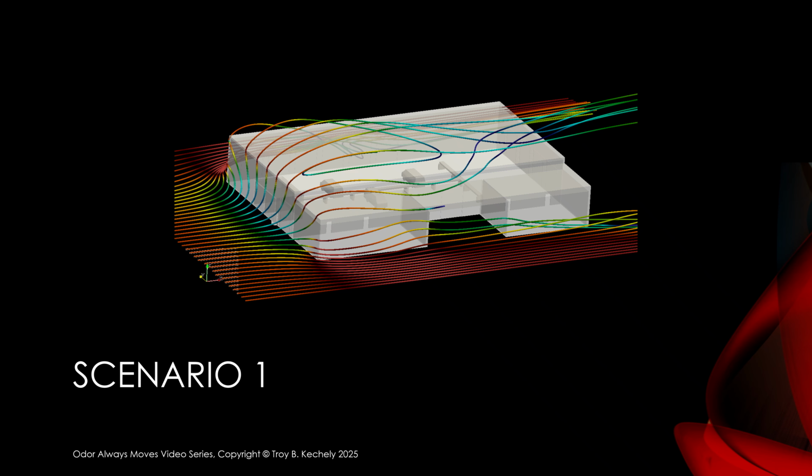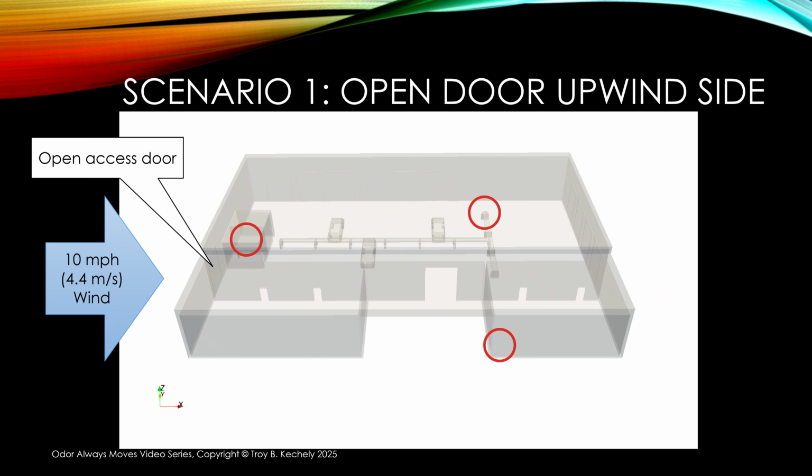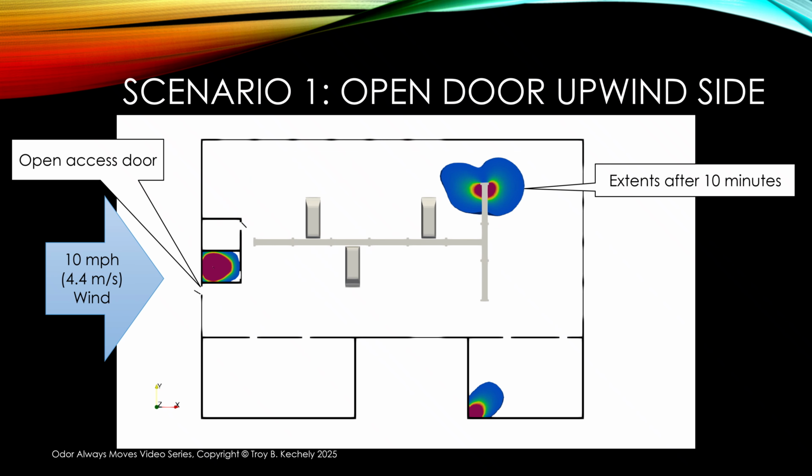Scenario 1. This again, we're going to do the upwind side, and the odor sources are what they are. Now, I'm not going to bore you with the animation on this one because literally this is the extent after 10 minutes. It's pretty boring. Okay, that odor really is not going anywhere.